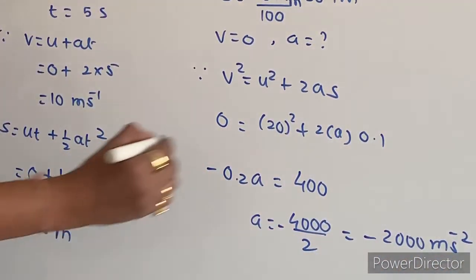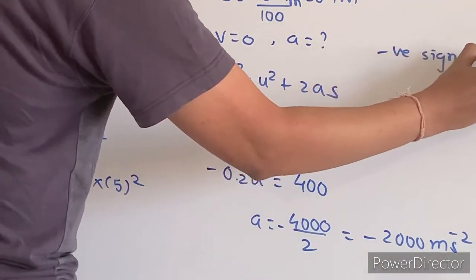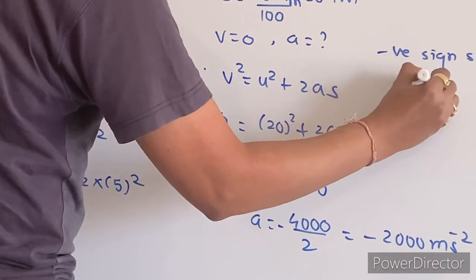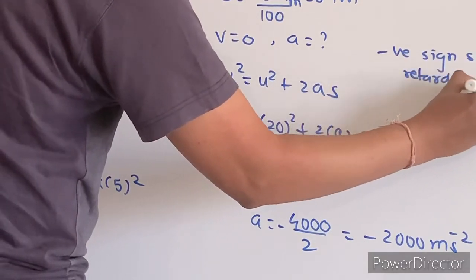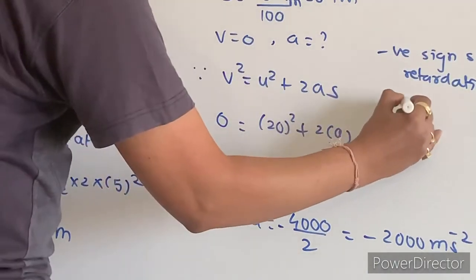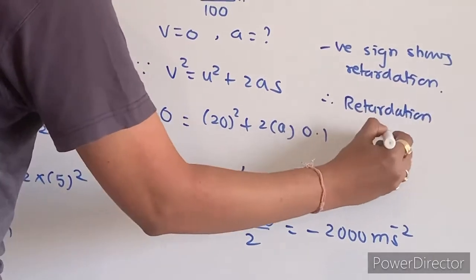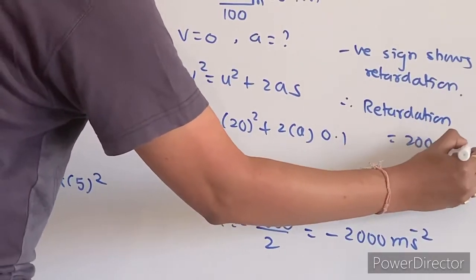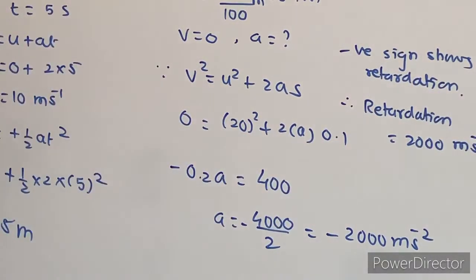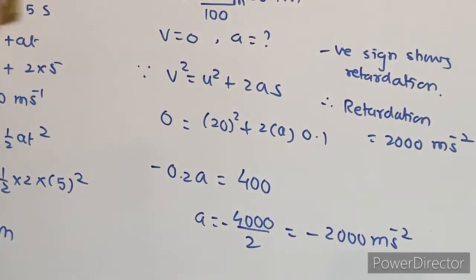Now here the negative sign shows what? Retardation. So I can write here, therefore, retardation is equal to 2000 meter per second square. Right? That is about the fifth. Check the next one.